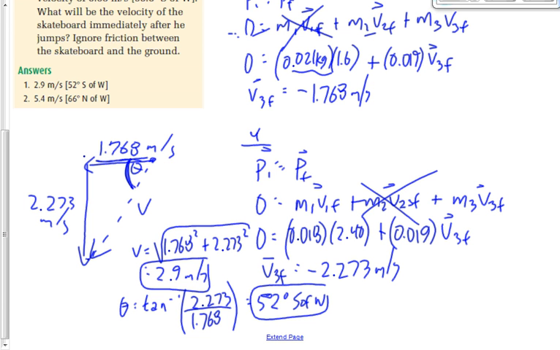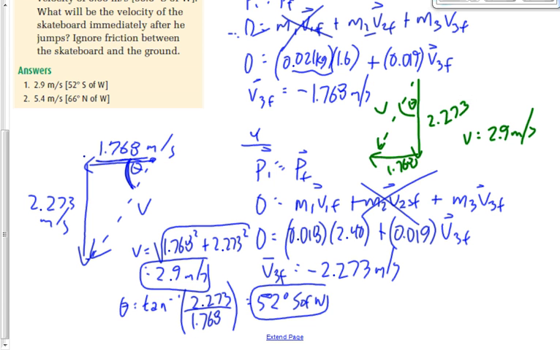Now, Tanner's question, what if we drew it the other way? What if we drew it this way? 1.768, 2.273. Well, first of all, you're going to get the same speed, 2.9 meters per second. But when you calculate that angle, you're going to get 38 degrees. But it would be 38 degrees west of south, right? Because you're measuring it this time from the south, not from the west, like I was in this diagram. Which one's more right? They're the same. They both mean exactly the same thing. And I don't care which one you use.